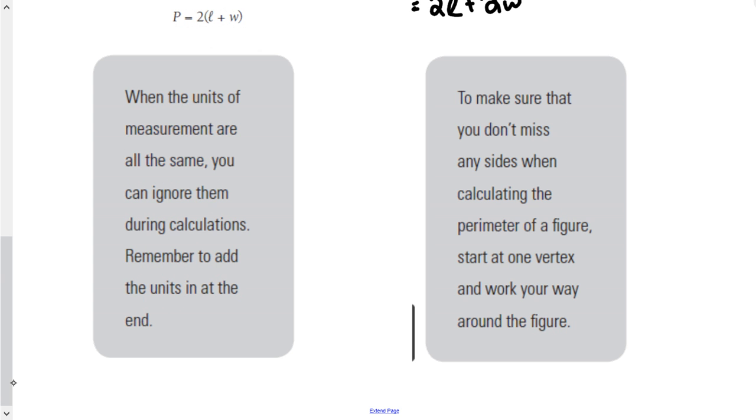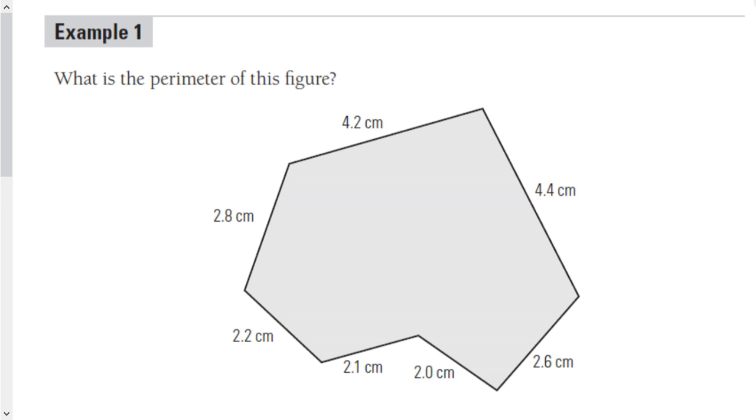When the units of measurement are the same, you can ignore them during calculations, but you have to have the units in at the end. Because of the math that we are doing, if we have the wrong units, you will lose marks. To make sure that you don't miss any sides, start at one vertex and work your way around the figure. So for instance, what is the perimeter of this figure?